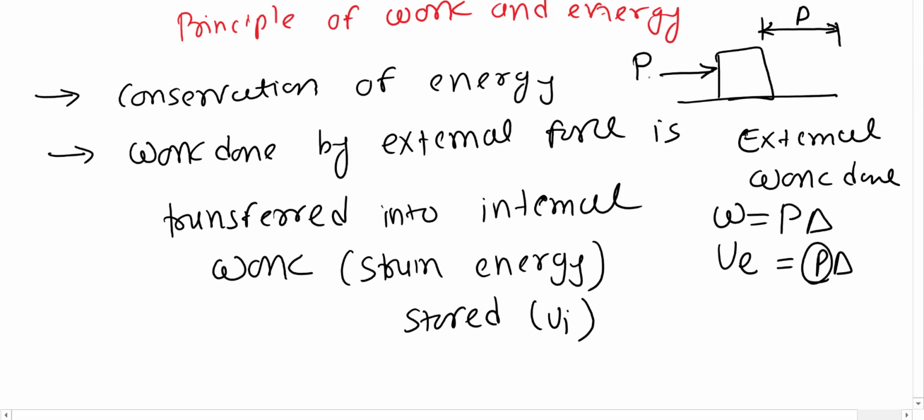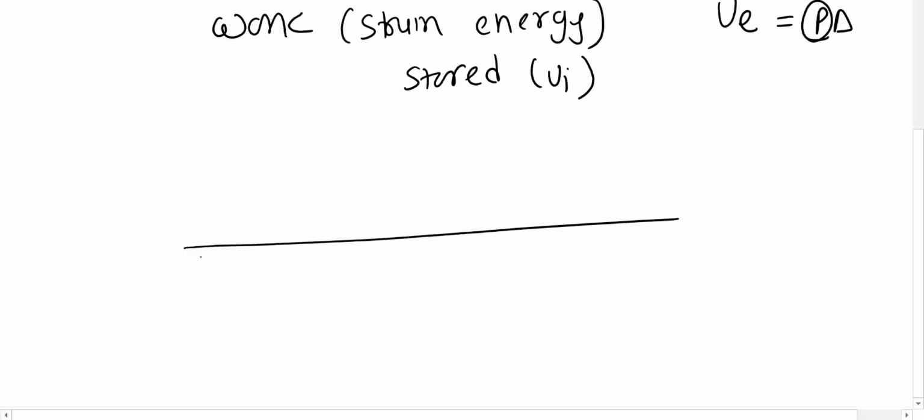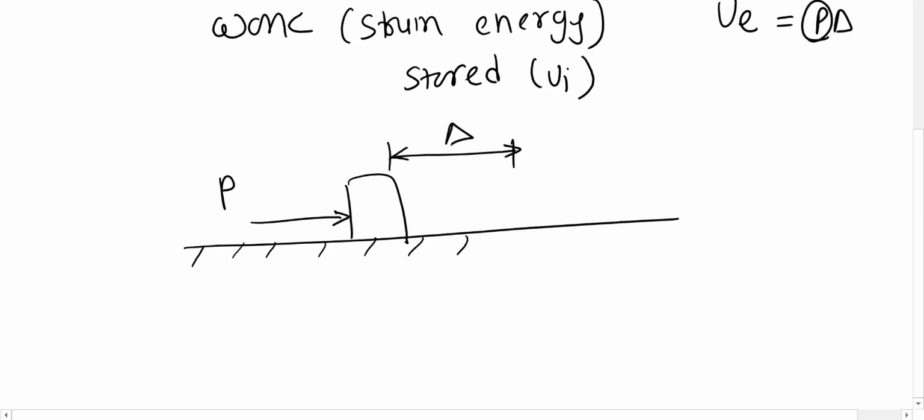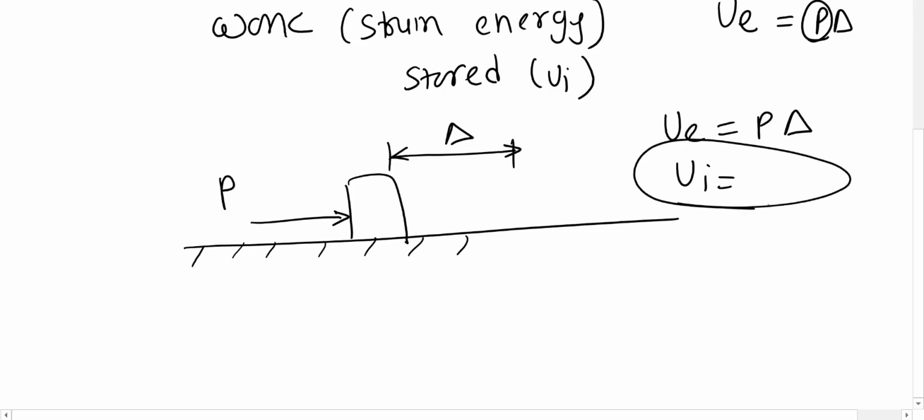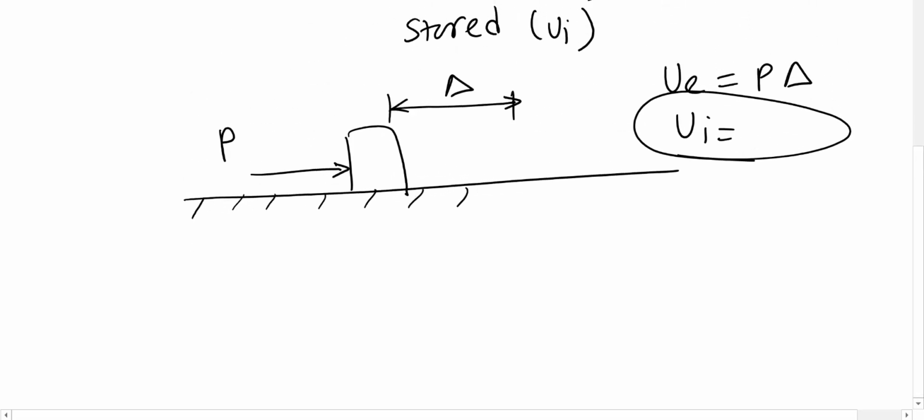So what it is telling us is that, let's say this is some surface, and if I apply the load on this cube, then it will displace by delta. So this says that the external work done, which is P delta, will be equal to the internal energy stored. How much it is going to store, we have different scenarios for different cases. We will take two examples to calculate the internal energy. So that tells me that external work done is stored in the body as UI.